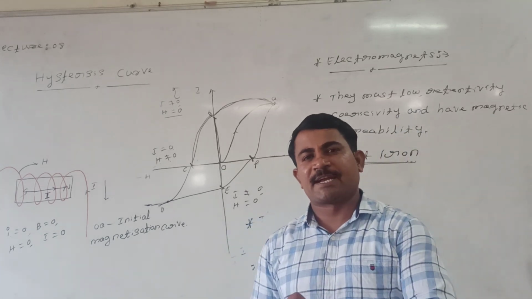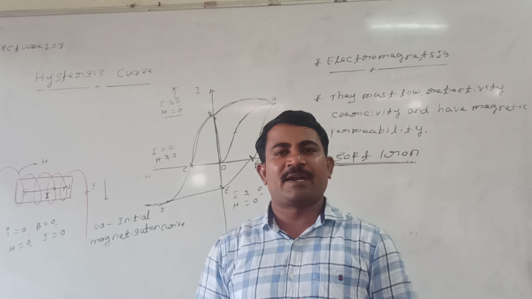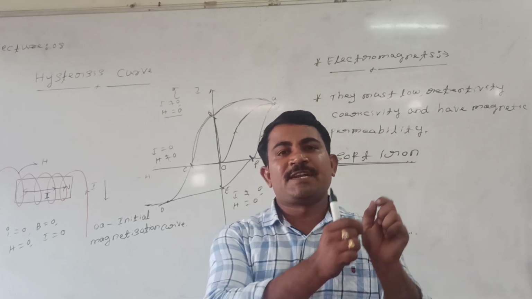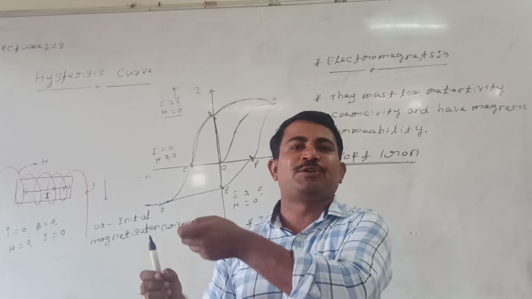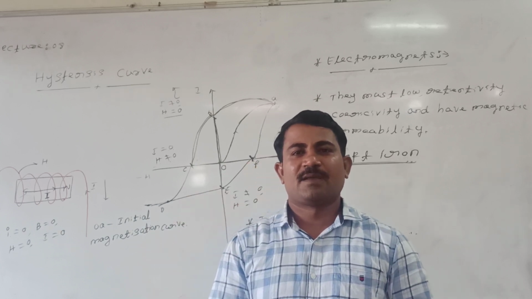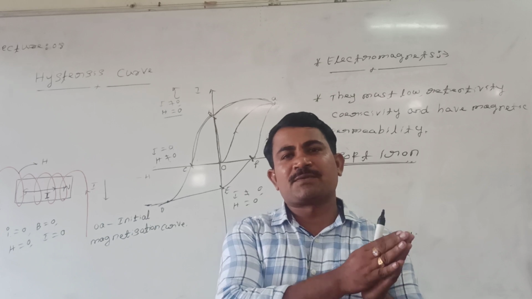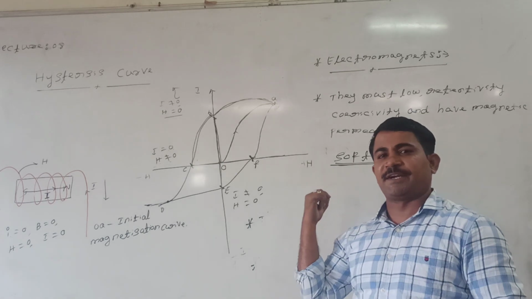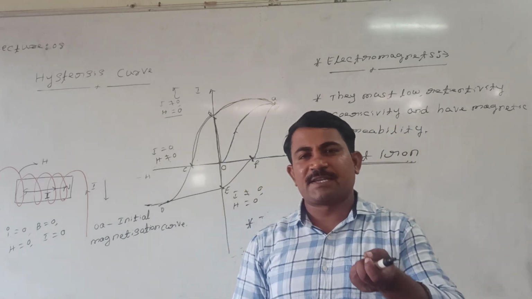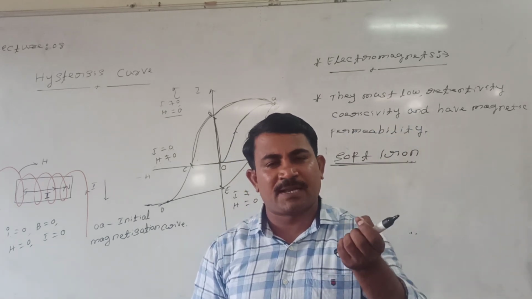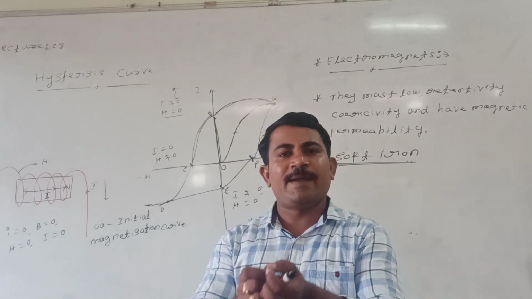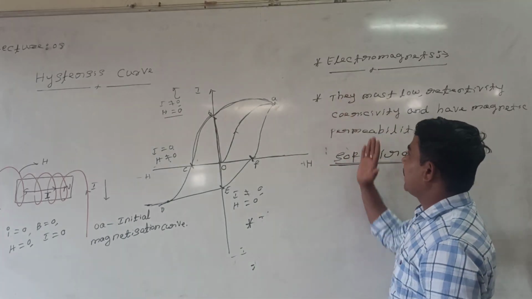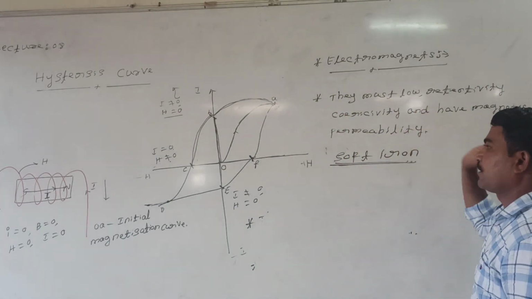Then where are we using electromagnets? Electromagnets are used in electric bells. They are used in cranes to lift huge amounts of iron from the earth. And they are also used in telephone diaphragms. So there are a few uses for electromagnets. These are the few uses of electromagnets, and these are the conditions for electromagnets.